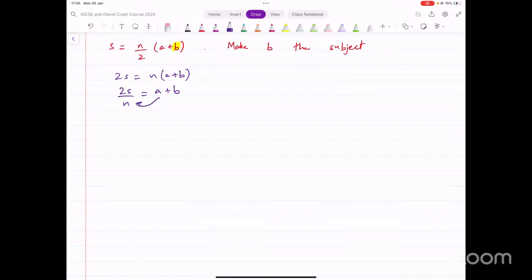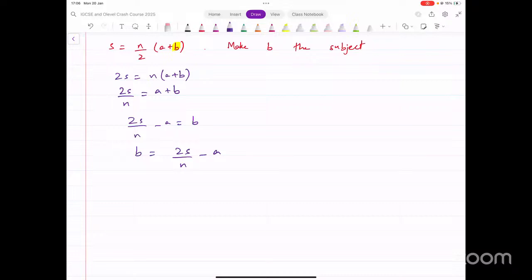Take a to the other side, and that gives you 2s over n minus a equal to b. And that's b the subject, 2s over n minus a. All right, so this is something that you have to do sometimes. Make one variable the subject like this.